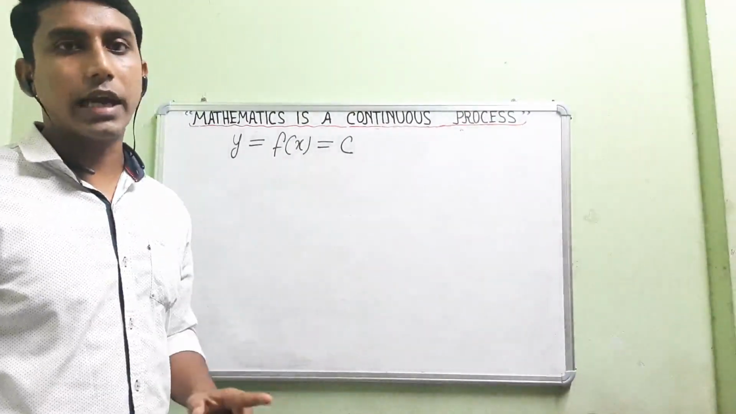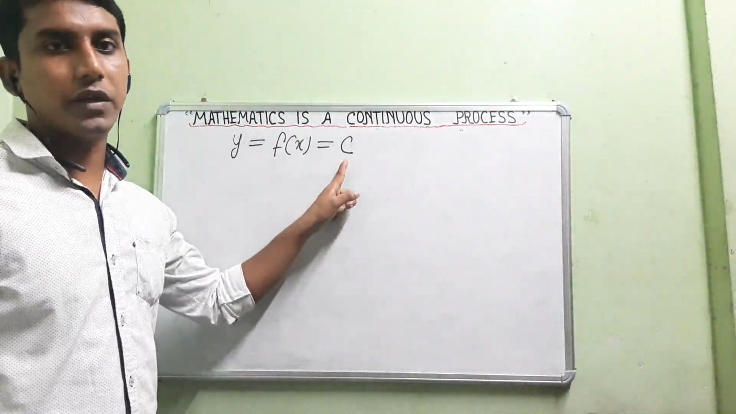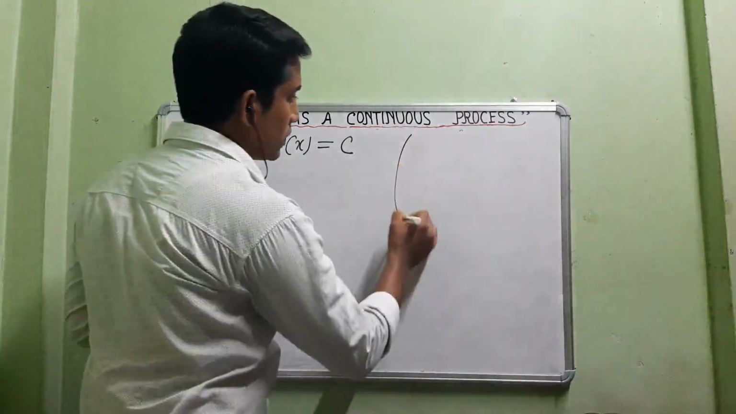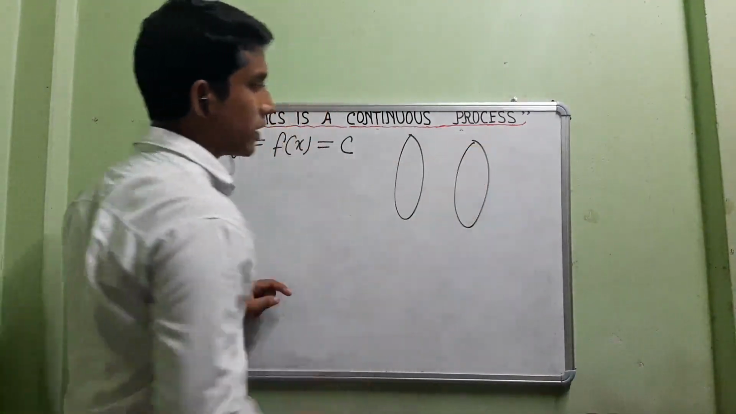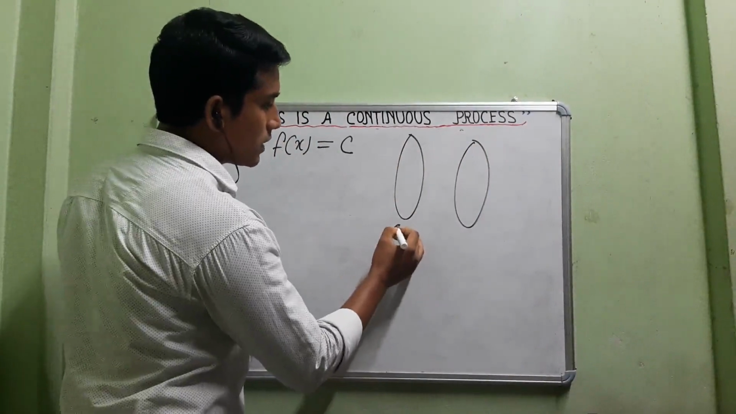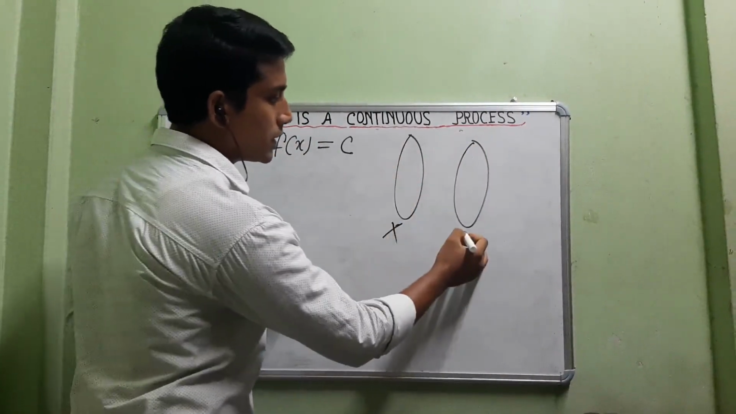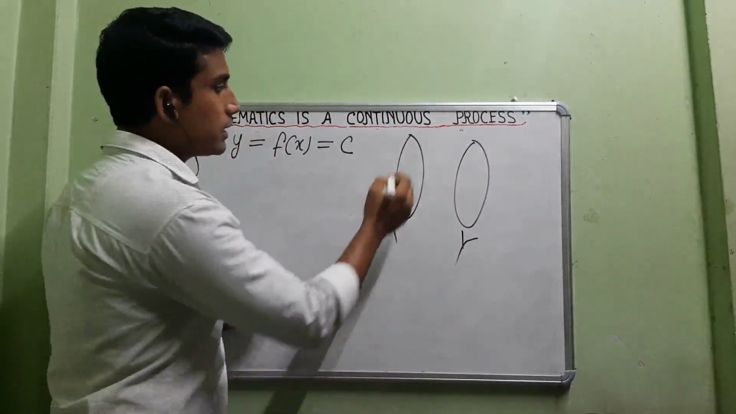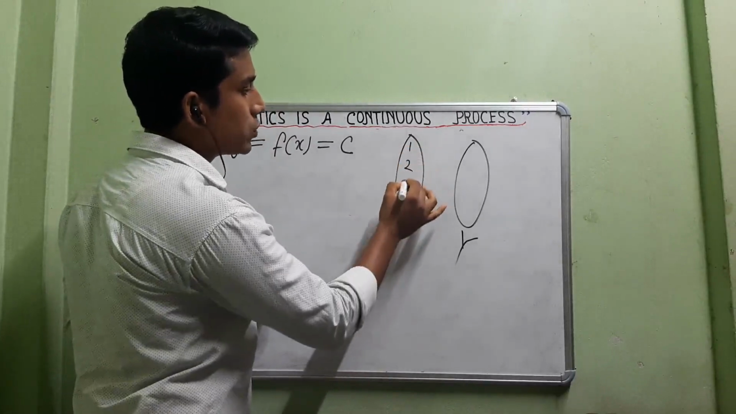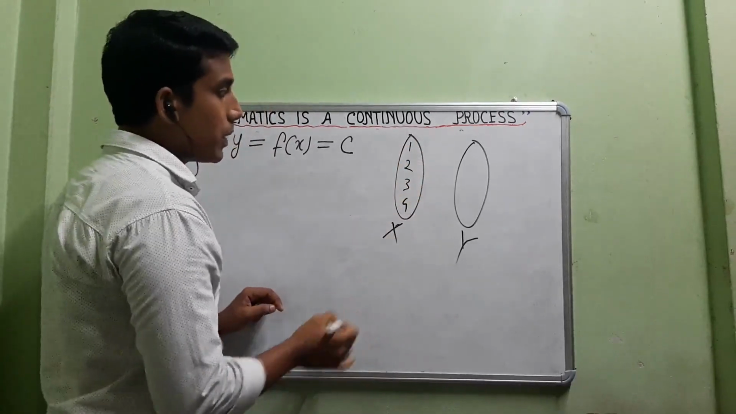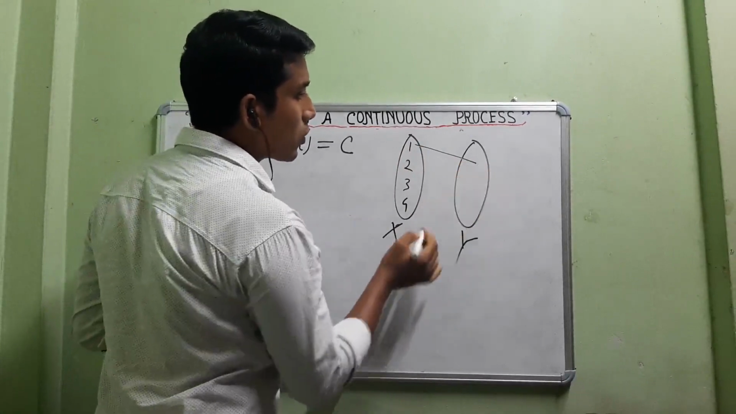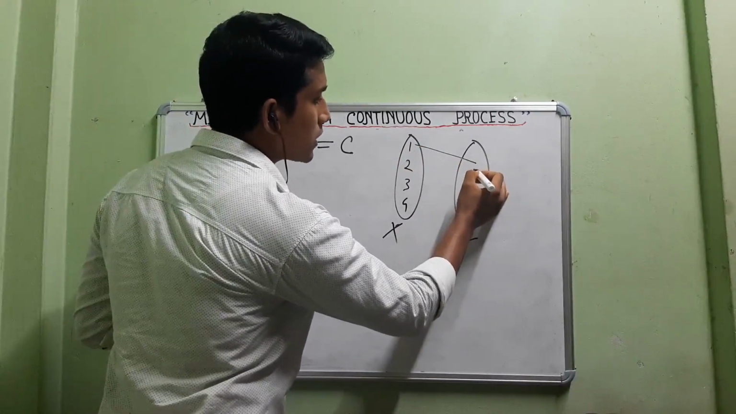Y will not change at all. Y will always remain fixed. Suppose this is capital X, the domain, and this is y. In x I am taking 1, 2, 3, 4, but for 1 also in the codomain I am getting, suppose, 10.